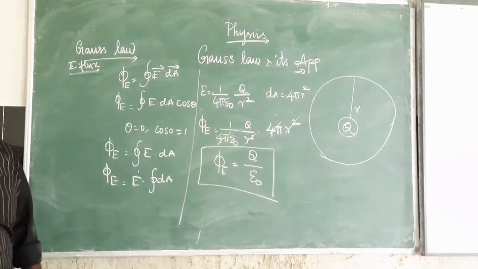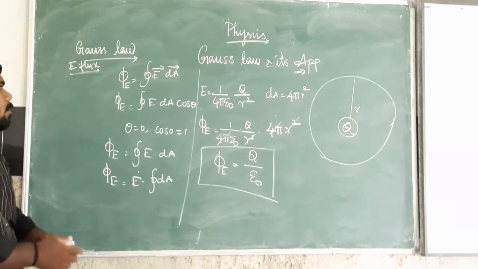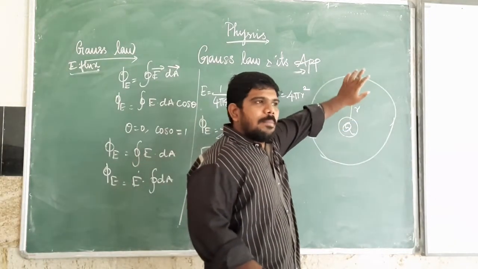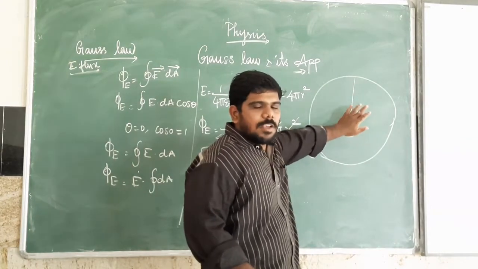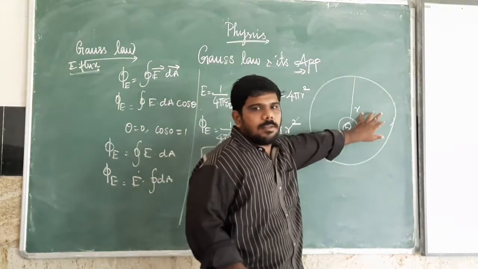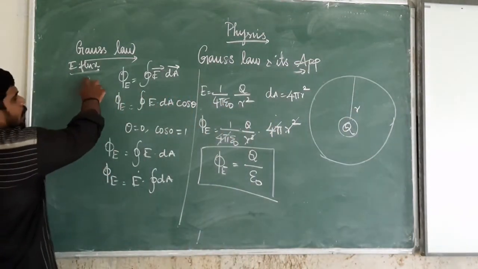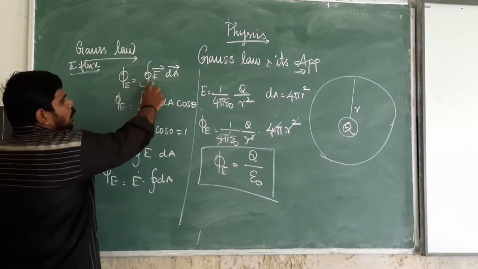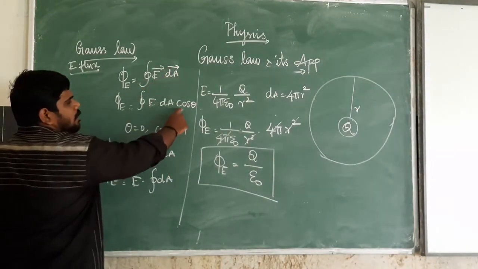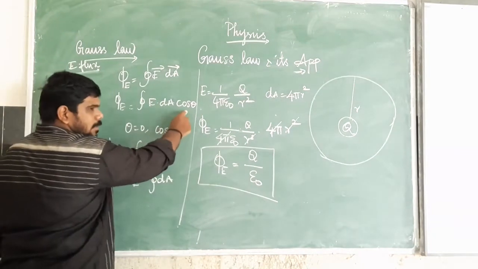Then, if they ask the question, derive the Gauss law, what is the point you have to derive? We take a point charge Q enclosed in an imaginary sphere of radius small r. Then the electric flux phi of E is equal to the closed integral of E vector dot dA vector. In the vector form we include an angle component, so phi of E is equal to E into dA cos theta.